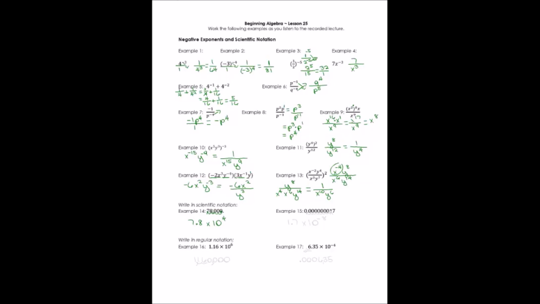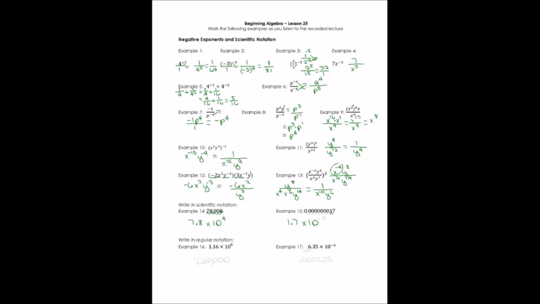Let's look at example 15. This one is a very small decimal. It has a point and lots of zeros. I still want my decimal point, my new one for scientific notation, to go after the first significant digit. That's the first digit that is not a zero. So I'm going to put my point right after the 1. It'll be 1.7. And it's going to always be multiplied times 10.